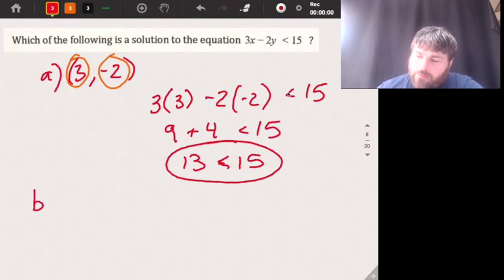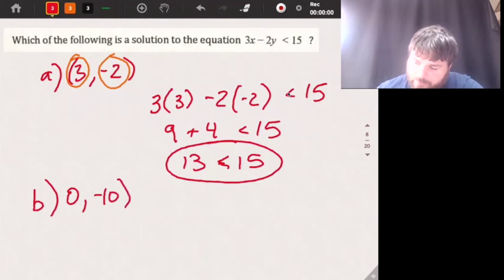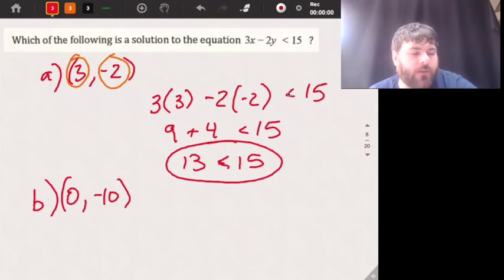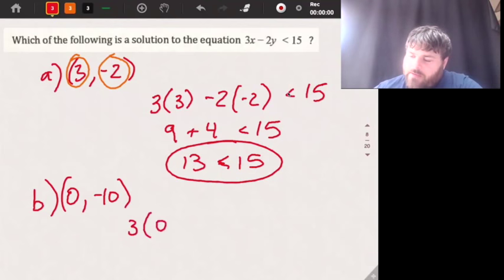Now, let's look at B, okay? B was 0, -10. Okay, just to show you what it would look like if it wasn't a solution. So when I plug that into my equation, 3 times x, right? X is 0, so I plug in 0 for x. Minus 2 times y, y was -10. Is that less than 15?